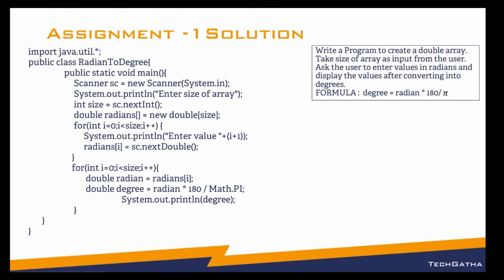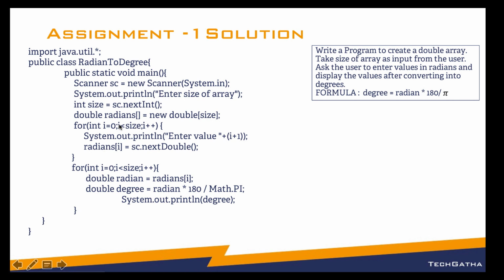Actually a very easy program. We have to take the input from the user, the size of the array. Once the user enters how many elements they want in an array, we create the array that is of type double for storing the value of radians with the size that the user enters.